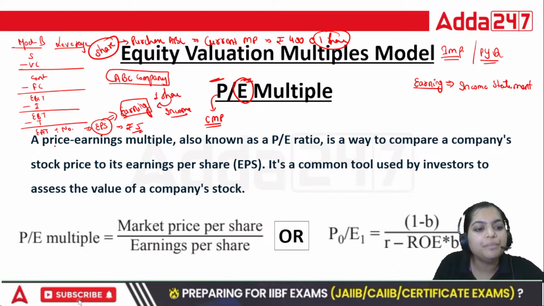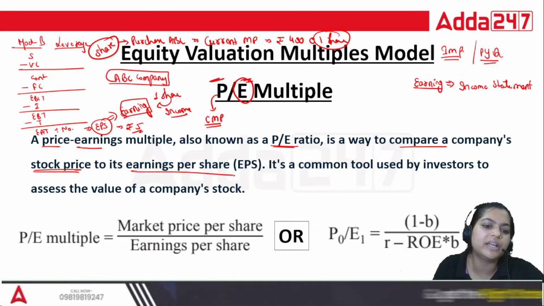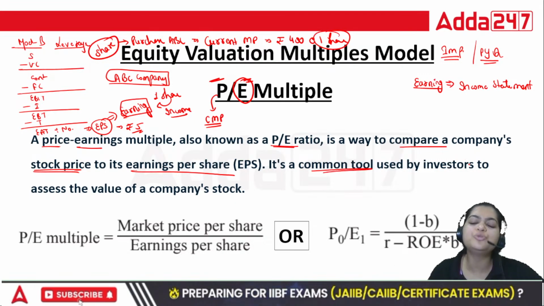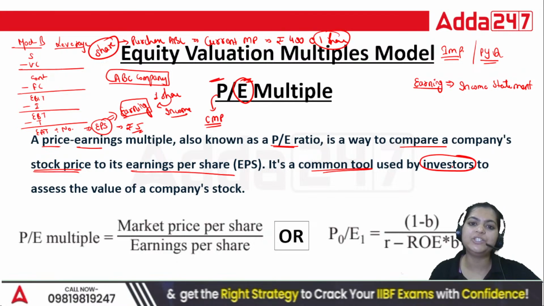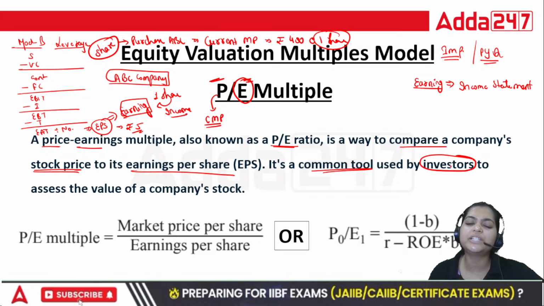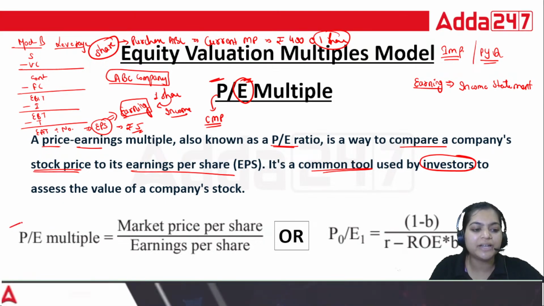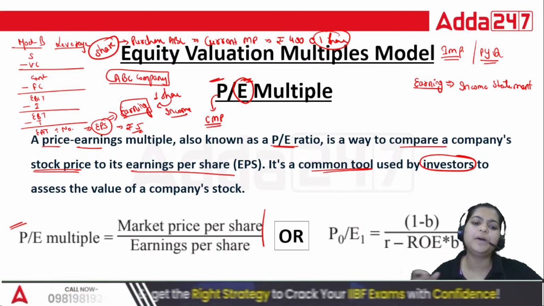So the price earning multiple, also known as the PE ratio, is a company's stock price to its earning per share. It's a very common tool used by investors to assess the valuation of a company's stock, to know the worth of your company. People use the PE multiple most of the time. Before you invest, you need to check the PE multiple for sure. Now, how to calculate it? For the calculation, we have this simple formula: market price divided by earning per share.